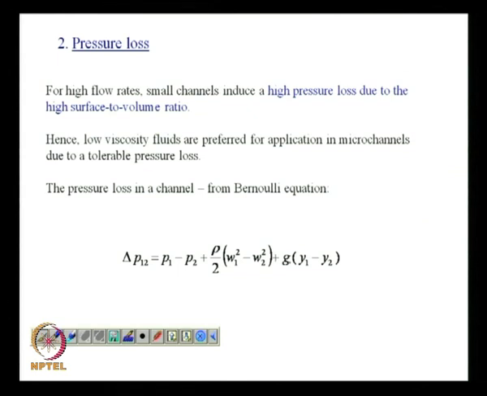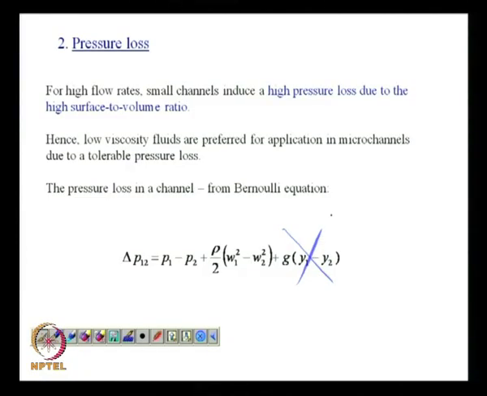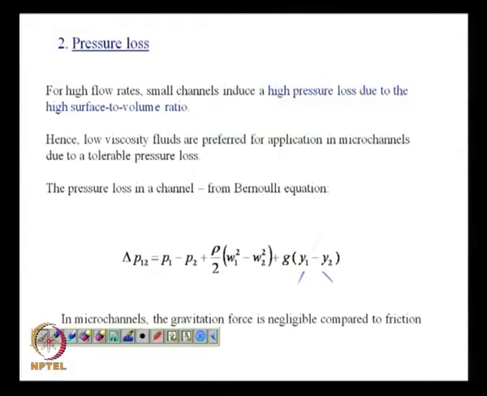So, we write the standard equation, the Bernoulli's equation: the pressure head, the kinetic head and the gravity head. Of these three heads, obviously we do not need to consider the last term, where the effect of gravity is generally small, negligible compared to other terms in micro devices. So, we do not take that into account.